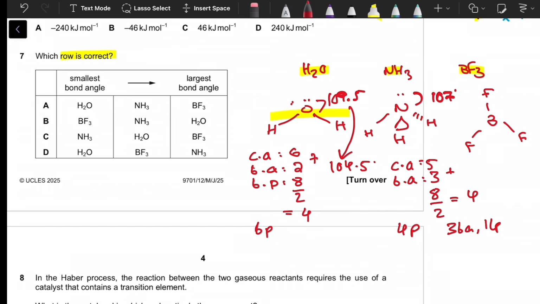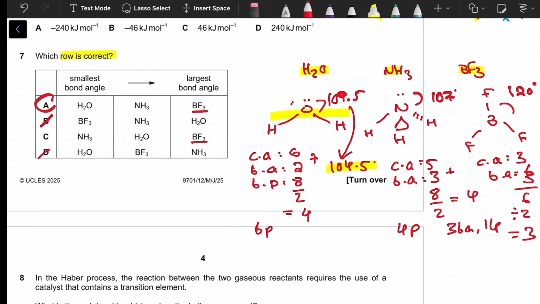So then we take a look at BF3. The central atom is boron. It is present in group 3. There are 3 bonding atoms, so a total of 6 divided by 2, we end up with 3 bonding pairs, 3 bonding atoms. We have our simple trigonal planar molecule or shape. Therefore, each bond angle will be 120. So if we compare these, BF3 has the largest bond angle, so it's between A and C, whilst water has the smallest bond angle, therefore the answer must be A.